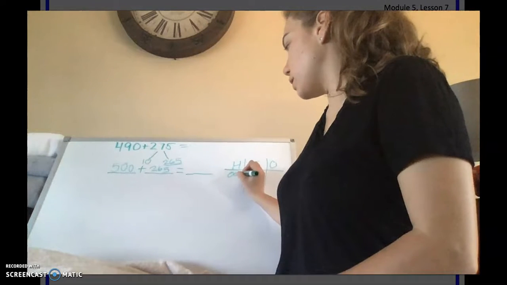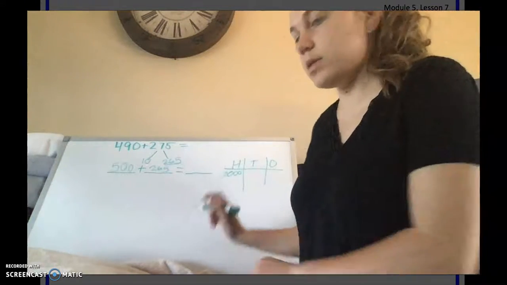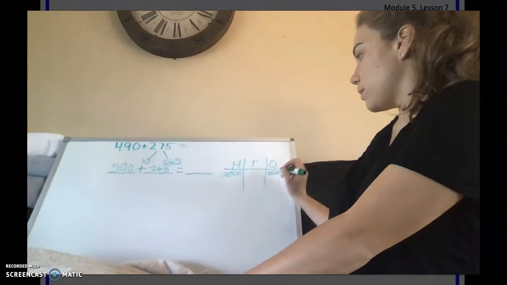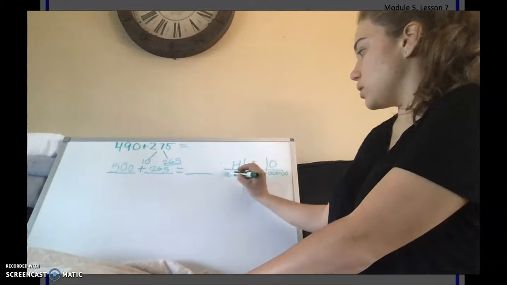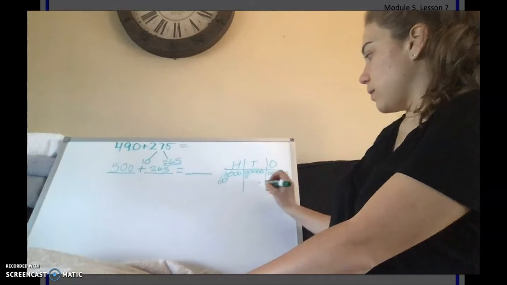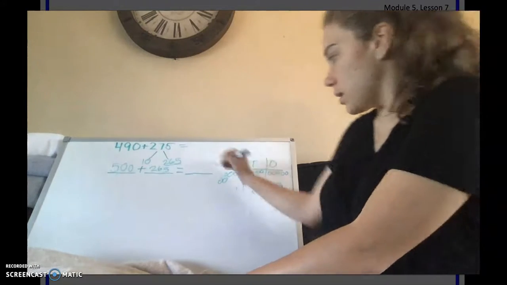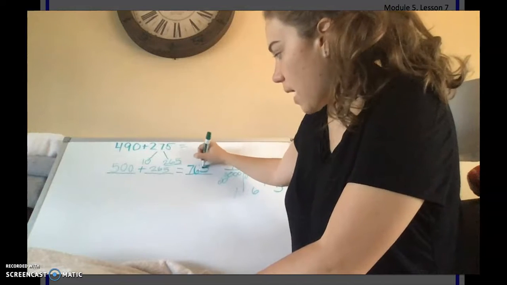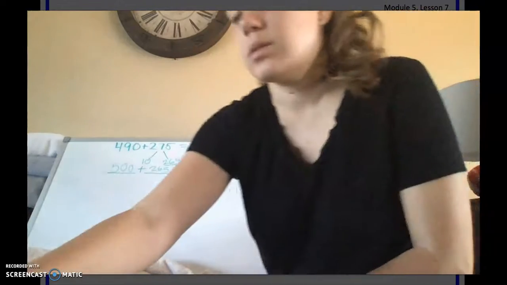we have 5 hundreds, and then we have to add 265. So we're starting in the ones place, so we add 5 ones, 6 tens, and 2 hundreds. So now we have 5, 6, 1, 2, 3, 4, 5, 6, 7. Our answer is 765. Nice work.